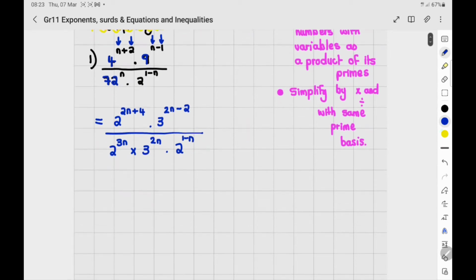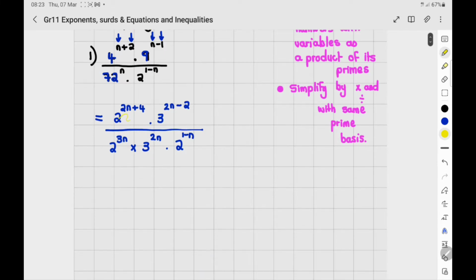Okay, and then I always tell my kiddos, you clean up upstairs, you clean up downstairs. Upstairs is already cleaned up. There's a 2 and a 3. There's not much that we can do there. But downstairs over here, we've got a 2 and a 2, which we know that we can multiply together, or not the 2's, but we keep our same base and we add our exponents. So I'm just going to rewrite the top part.